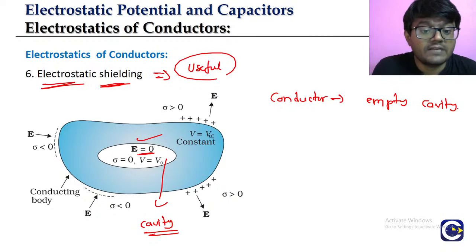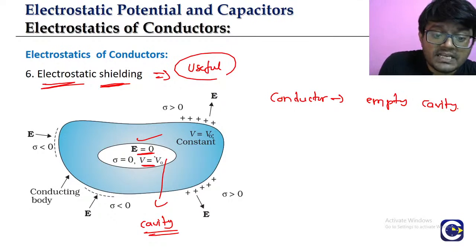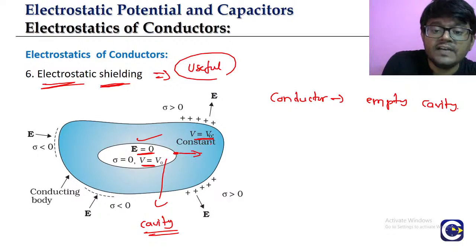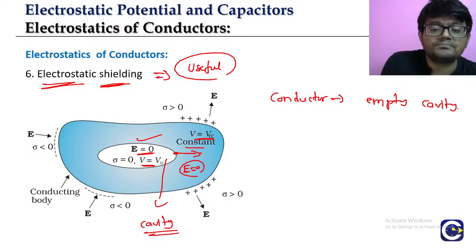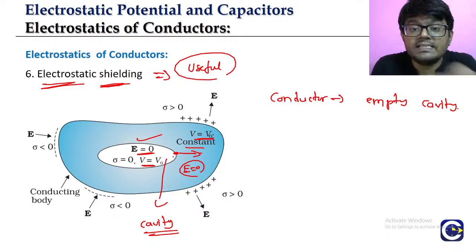Inside this cavity the electric field will be what? Zero. Not only that, the potential everywhere will be the same and it will be equal to the potential on this surface. Inside the conductor the electric field is always zero, so the potential will be the same throughout. So the potential inside the cavity will be the same as the potential inside the conductor.